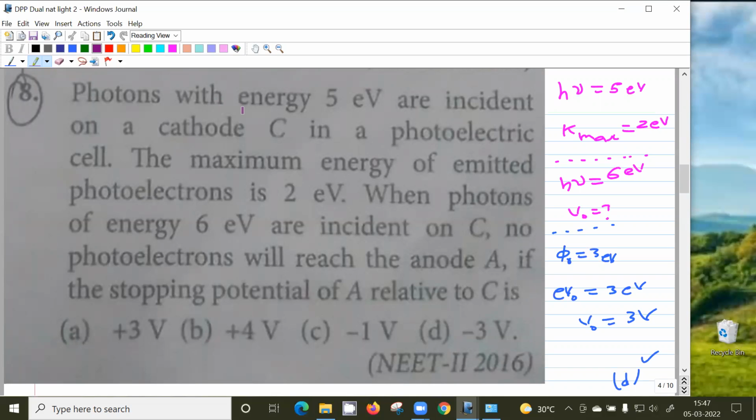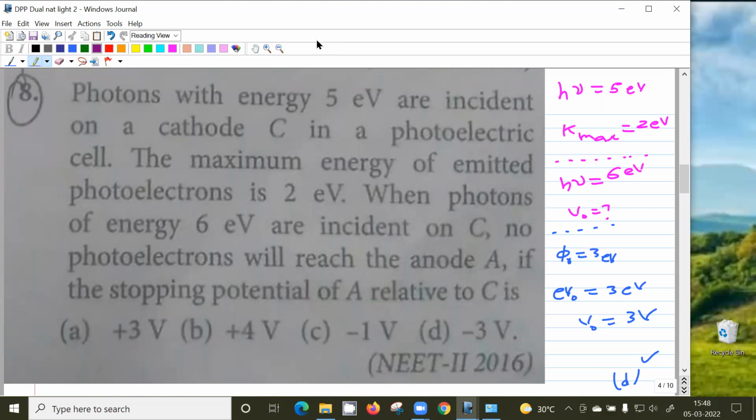Photon energy 5 electron volt incident on cathode, photoelectric effect for the photoelectric cell. So maximum energy of emitted photoelectrons is 2 electron volts. So this is the first set of information. The second set is when photons of 6 electron volts are incident, no photoelectrons will reach the anode if the stopping potential of E relative to C is.